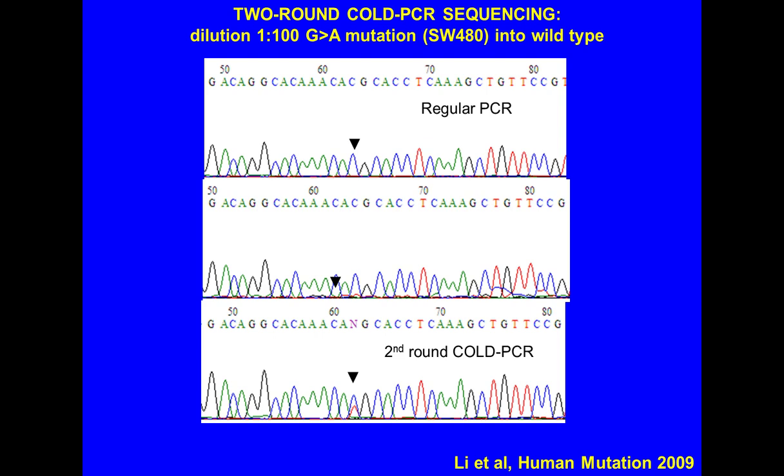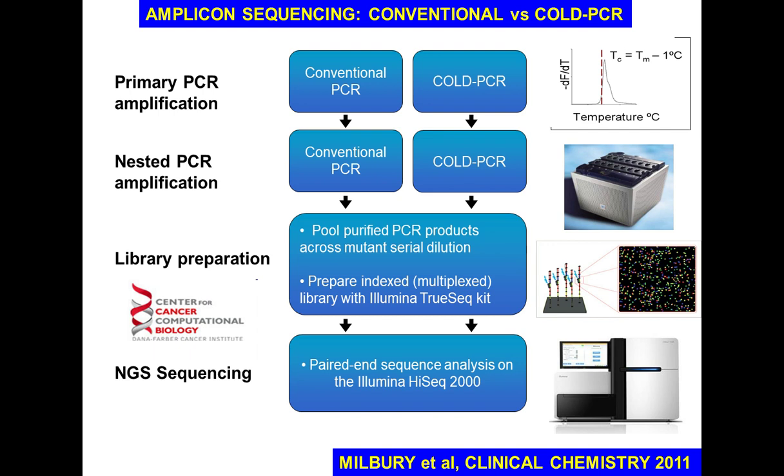So bottom line, 2 rounds of COLD-PCR increase the enrichment even more. And an application now of COLD-PCR in conjunction with sequencing. In this case, what we did is we had 2 rounds of COLD-PCR, and as a control experiment on the left, we had 2 rounds of conventional PCR with exactly the same primers. And then we went ahead and sequenced using the HiSeq 2000, and that was back in 2011 that we performed this study.